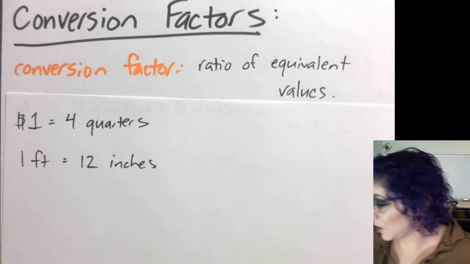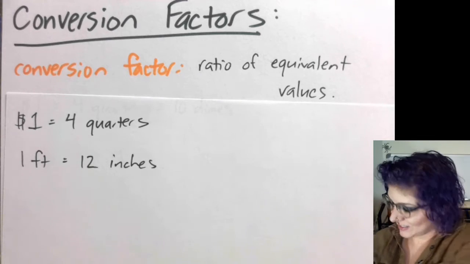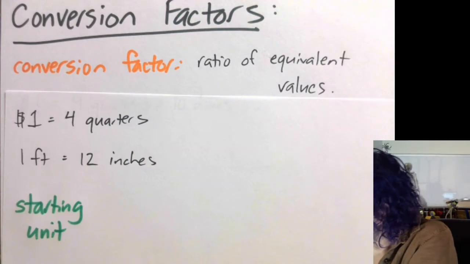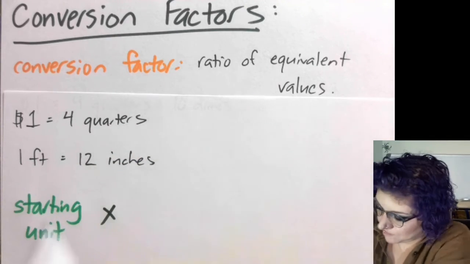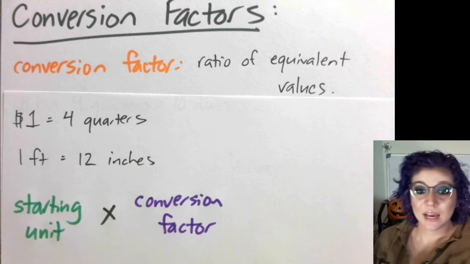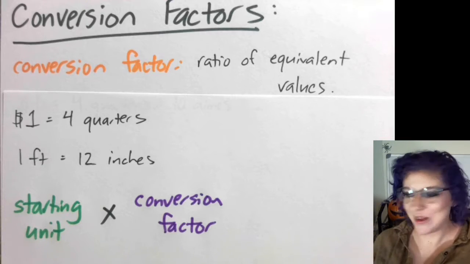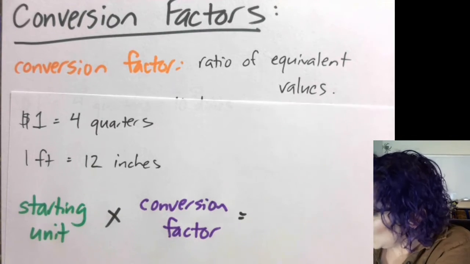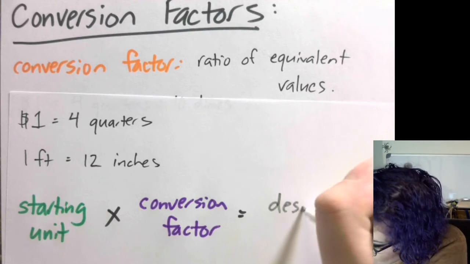The whole point of a conversion factor is to convert. So we have our starting units, and we're going to multiply it by our conversion factor. And when we multiply it by the conversion factor, sorry, y'all, throwing markers everywhere, we are going to get our desired end units.